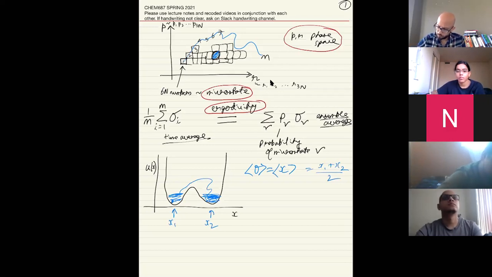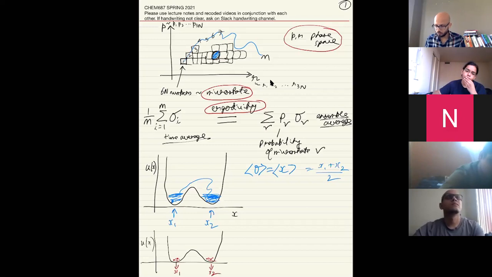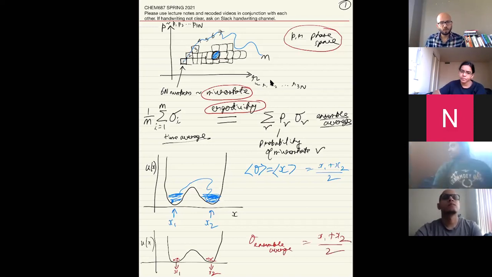What would the ensemble average look like? The ensemble average would not involve running the simulation and letting the system go from one basin to another basin. In the ensemble average, you would prepare half the system in this well, and half the system in this well, and forget about time altogether. All of these are approximately X1, all of these are approximately X2, and once again, for the observable O, which is X here, the ensemble average would be (X1 plus X2) by 2, right? Because both wells I have drawn here are of equal probability.